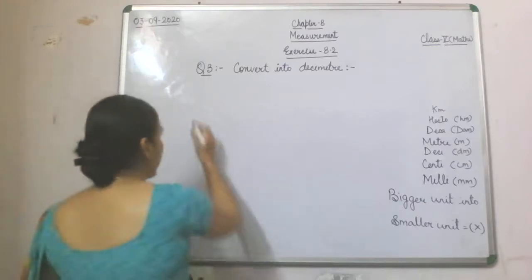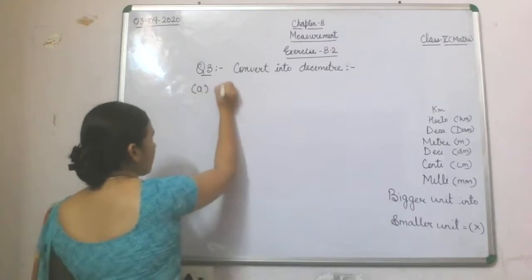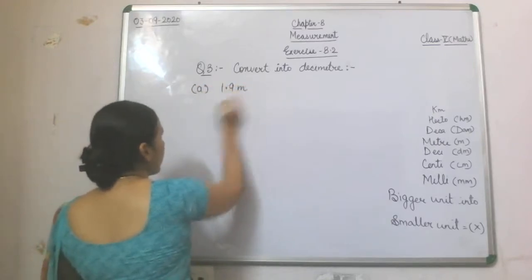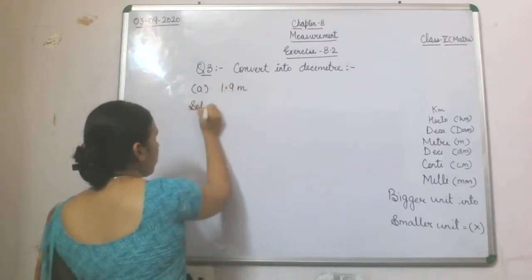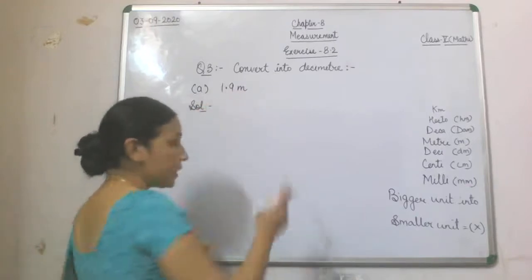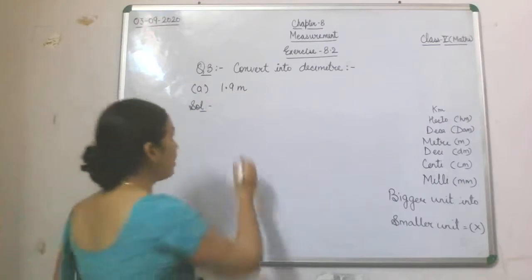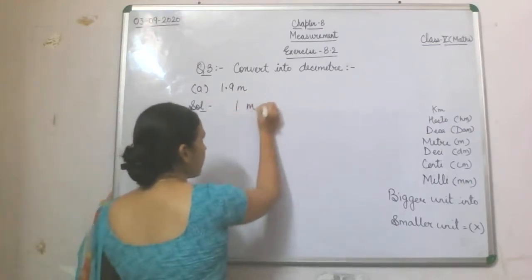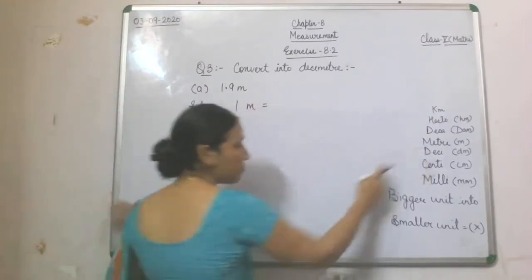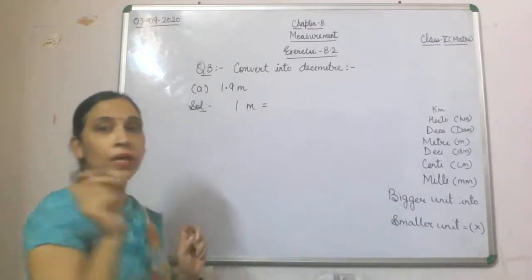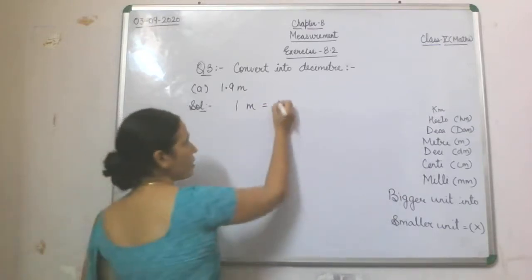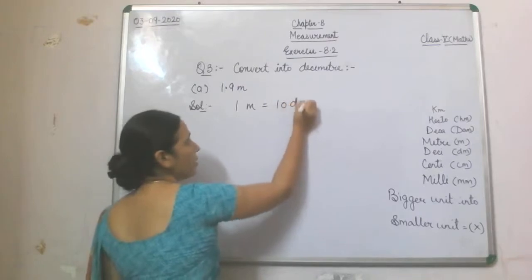Now we'll start with the A part. A part of this is 1.9 meter. First, we will find a relation between meter and decimeter. In 1 meter, how many decimeter are there? See, from meter to decimeter, only one step you are coming down. It means we have 10 decimeter. So we'll write here 10 decimeter.